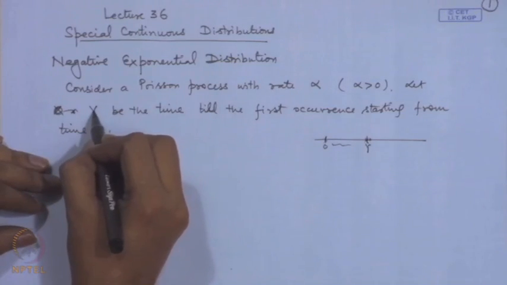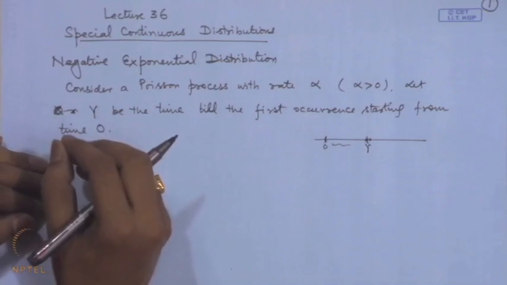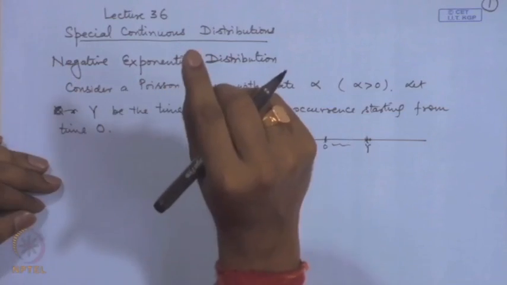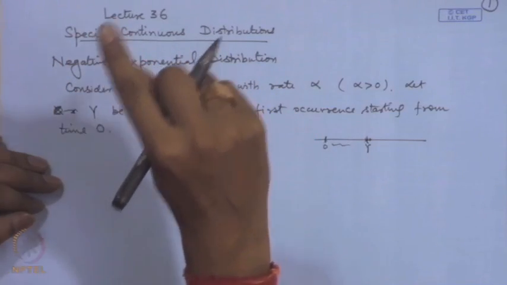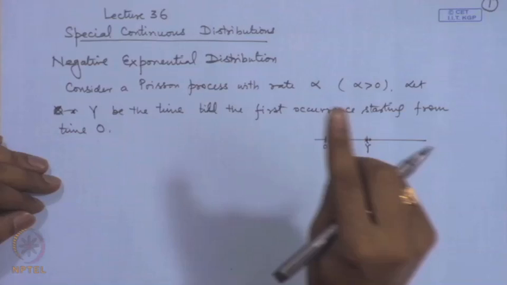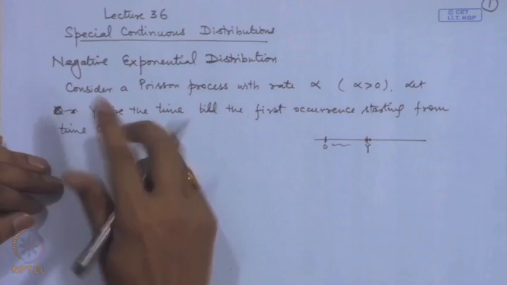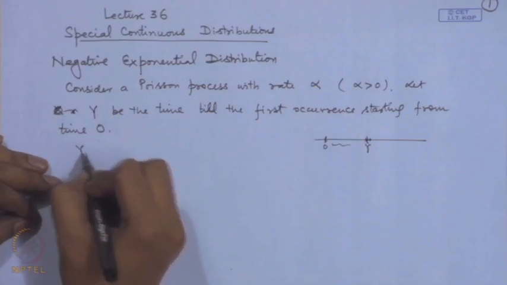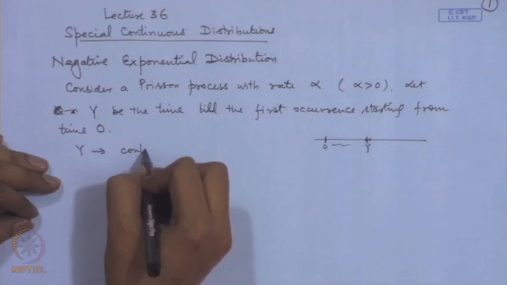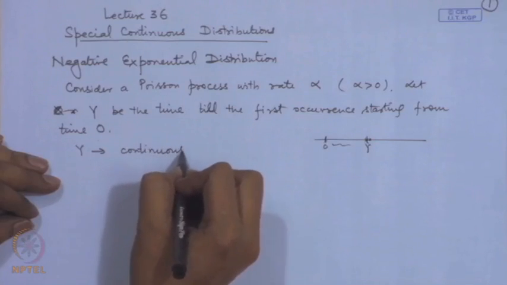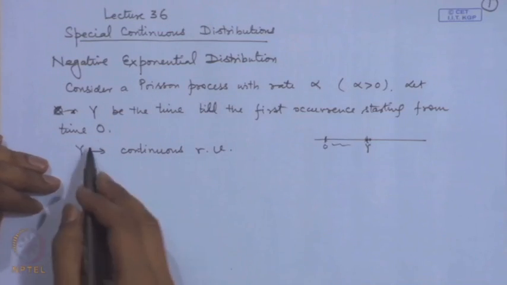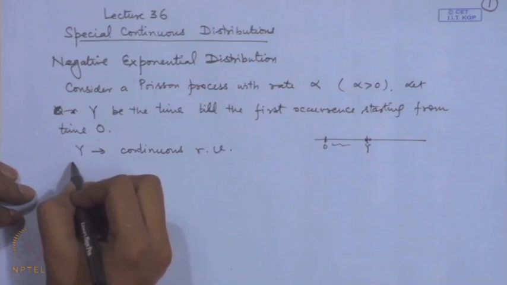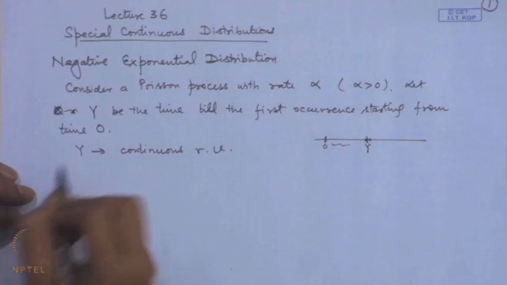Now, naturally this y is different from the number of occurrences. The number of occurrences is a discrete random variable, because it was taking values 0, 1, 2 and so on. Now, we are looking at the time. So, y is a continuous random variable.